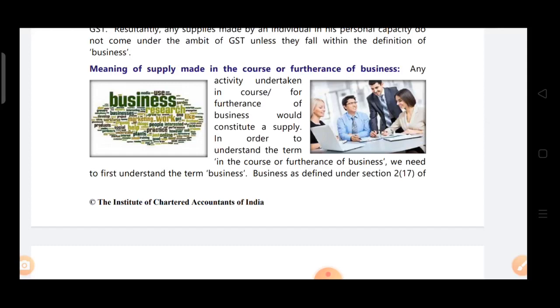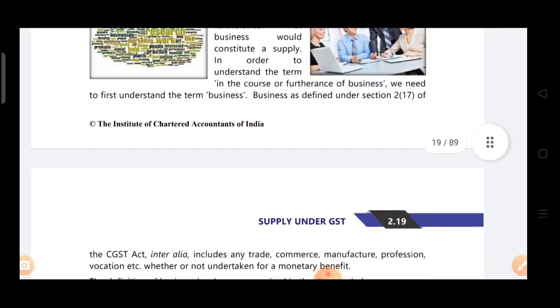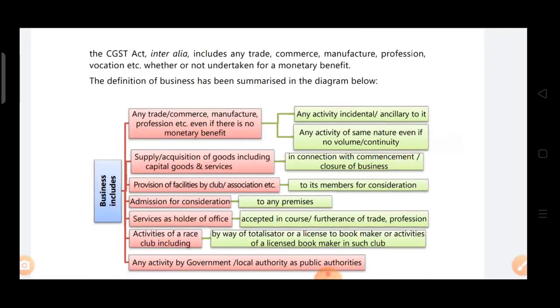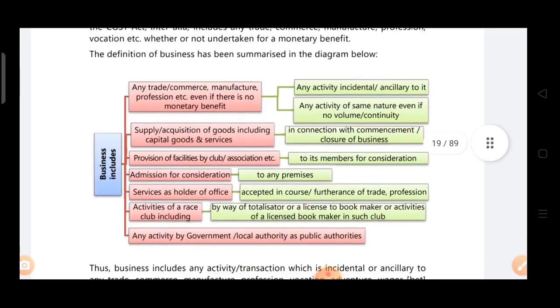Now, the meaning of supply made in the course of furtherance of business. Any activity undertaken in the course or furtherance of business would constitute a supply. In order to understand the term in the course of furtherance, we need to first understand the term business. Business is defined under section 2 subsection 17 of the CGST Act. It inter alia includes any trade, commerce, manufacture, profession, vocation, etc., whether or not undertaken for a monetary benefit. The definition of business we have already done before, so again they have given it in chart form, in simplified form. The definition of business has been summarized in the diagram below.